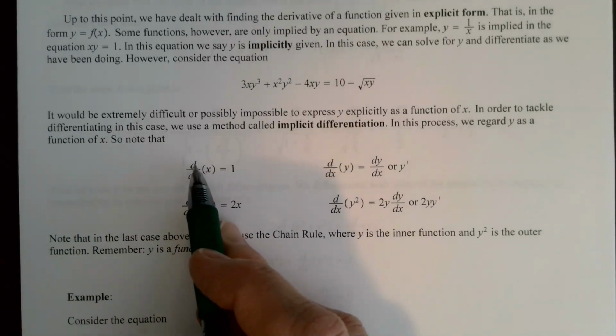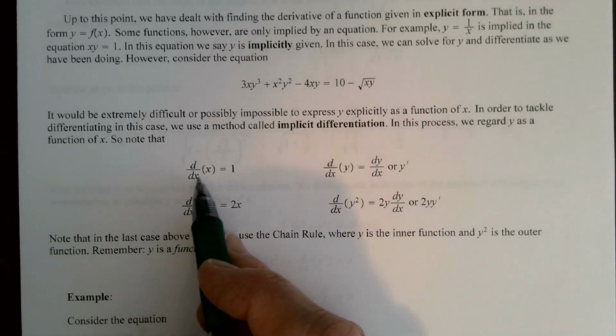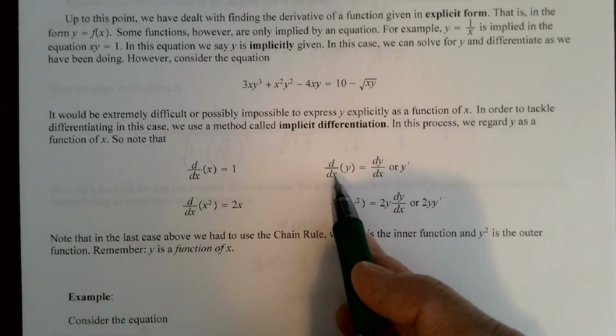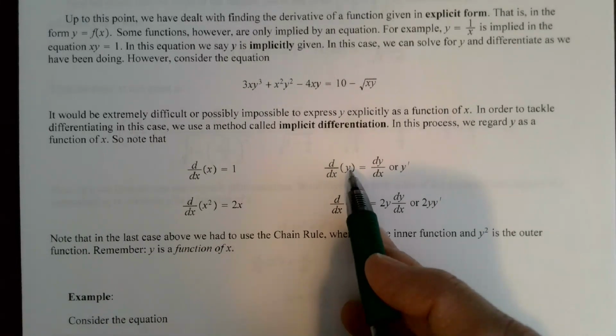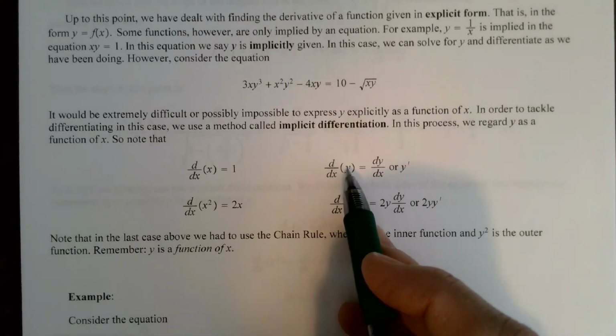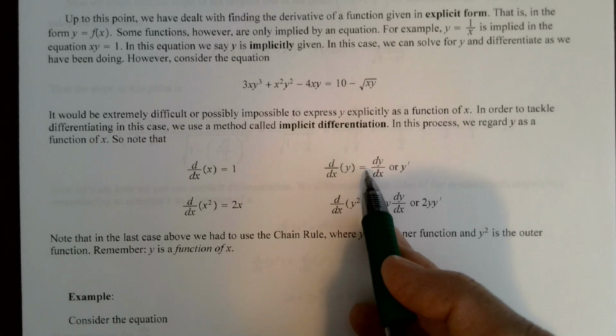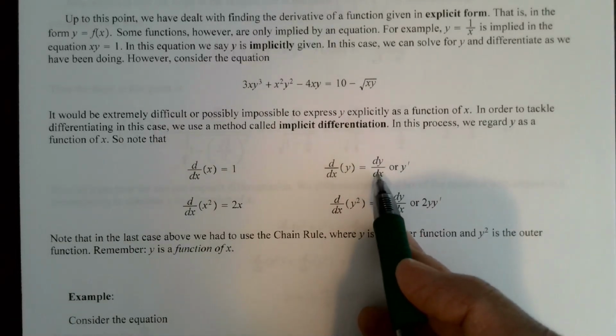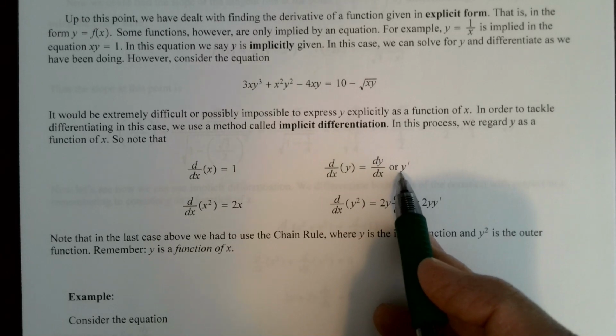So here we say the derivative with respect to x of x, we know, is 1. But now when I say what's the derivative with respect to x of y, notice y is not the same as x, right? But y is a function of x. This is not a constant. So the derivative with respect to x of y is not 0. It's not 1, but it's simply dy dx. It's the derivative of y with respect to x, or if we want to write it in the prime notation, as y prime.